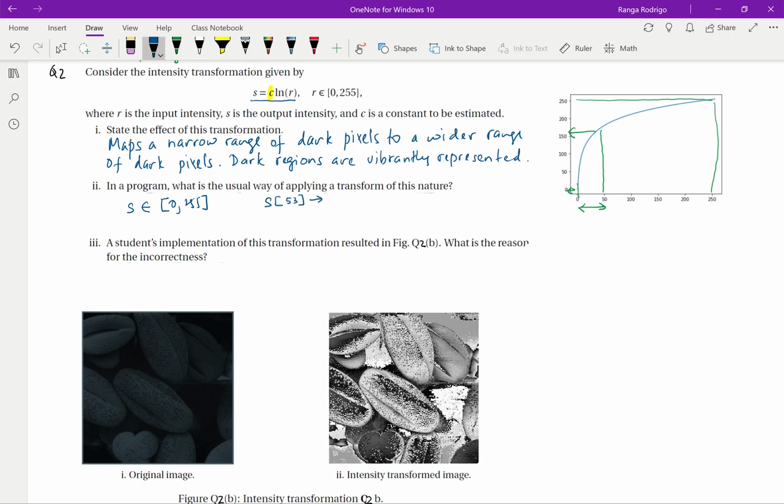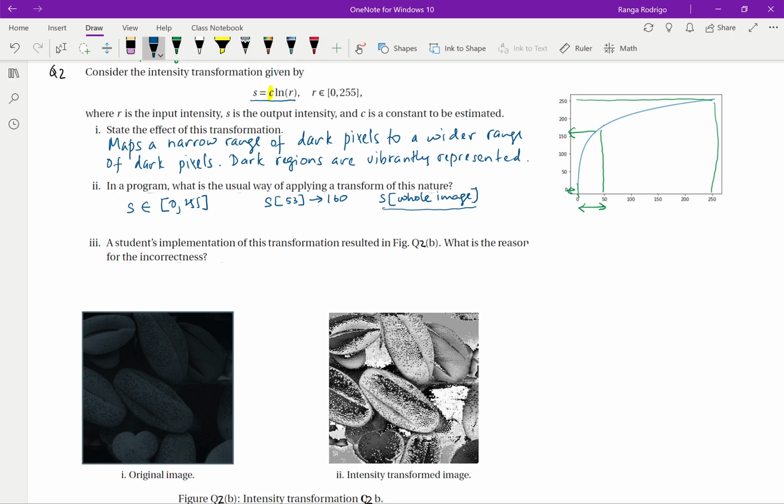If you take 53 for example here, let me write the corresponding value as 160, some value will result. So what you do is you index S with the whole image. Usually these programs that operate with matrices know to output an array which has the same size, same shape as the input image. So this is the regular way of applying these transformations: indexing the intensity transformation S with the whole image.